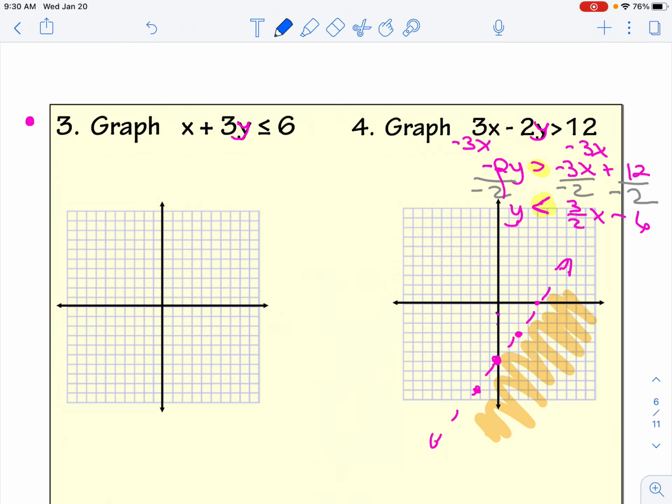I'm going to go ahead and pick another value. I like to have one of the components be 0, so I try to pick one on one of the axes. So now first name that ordered pair. That looks like it is 1, 2, 3, 4, 5. That's the ordered pair (6, 0). So now when I plug those values in, that would be 3 times 6 minus 2 times 0 greater than 12. We're seeing if this is true. And this becomes 18 minus 0, or 18 is greater than 12. So I have shaded it correctly.